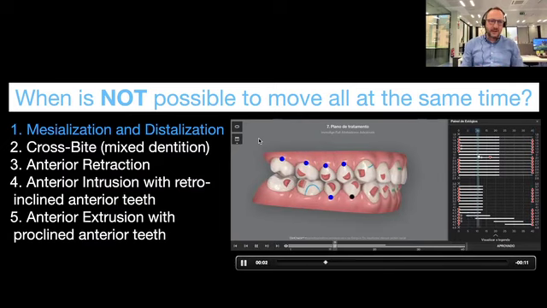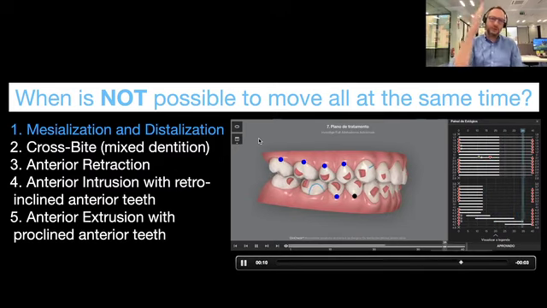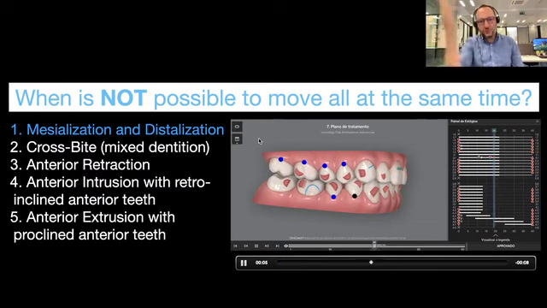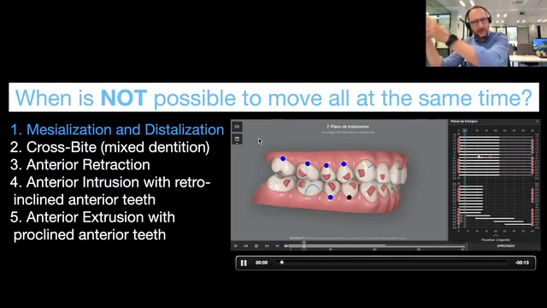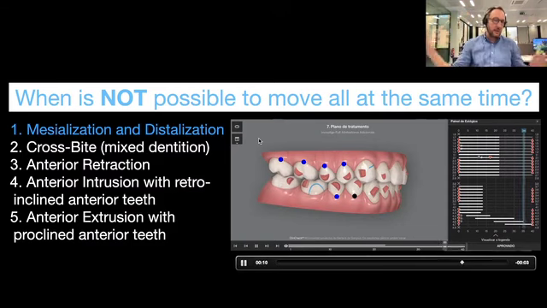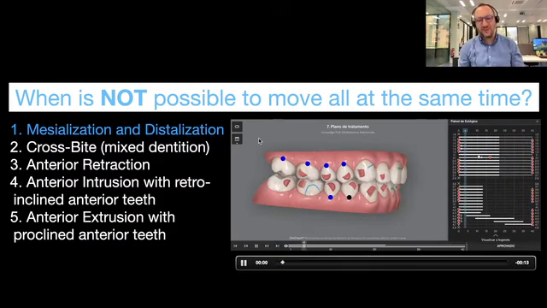A case that we saw already is when we have retro-inclined anteriors and we need to intrude. If we don't create a staging to first procline them, moving the root axis inside the bone and then intrude them, that is going to increase the number of aligners, but we are going to protect and intrude only when we have the root inside the bone, okay? And also for anterior extrusion with proclined teeth: if we start extruding without bringing the crown back and moving the tooth inside the bone, we are going to extract and not extrude, okay?